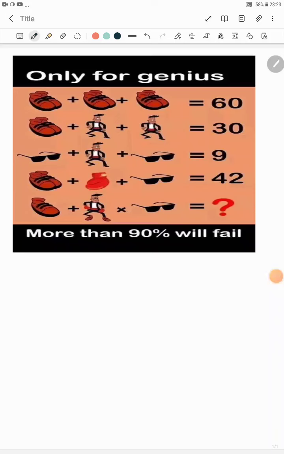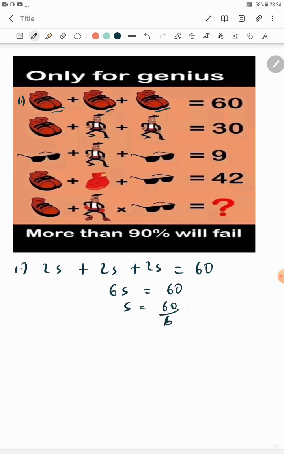So to solve this, let's begin to analyze it one by one. The first equation given unto us, we can make each of these shoes to be represented by S. So in this first place, we have 2S, that's a pair of shoes, plus 2S. This is also 2 plus 2S equals 60. So from here, we can say we have 6S equals 60, and then we have 60 divided by 6. That means that each of the shoes here is actually 10.